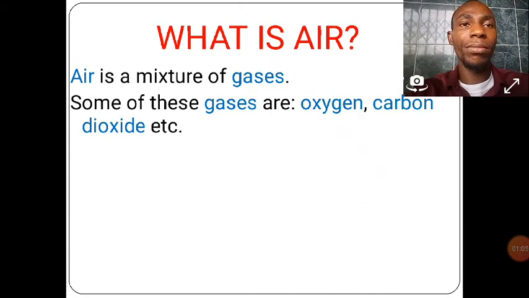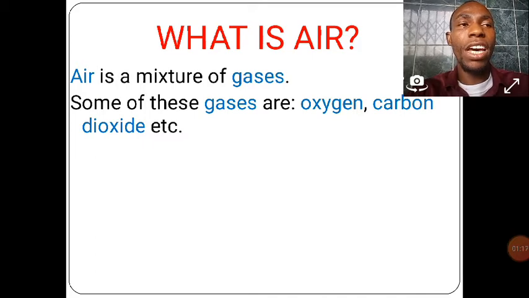What is air? Air is a mixture of gases. Again, what is air? Air is a mixture of gases. Some of these gases are oxygen, carbon dioxide, and etc., which means there are other gases.